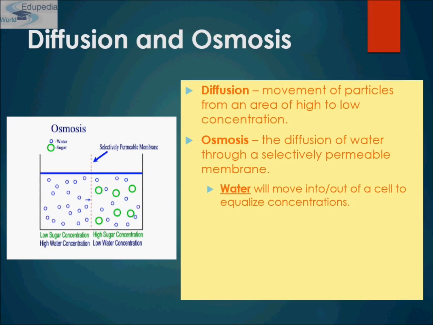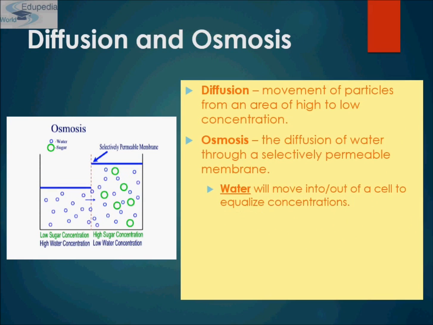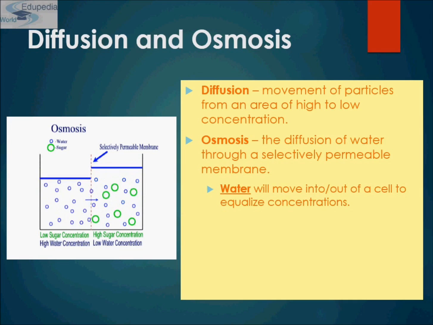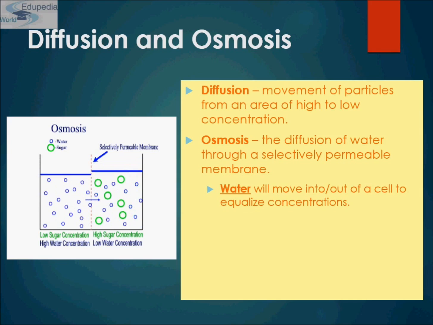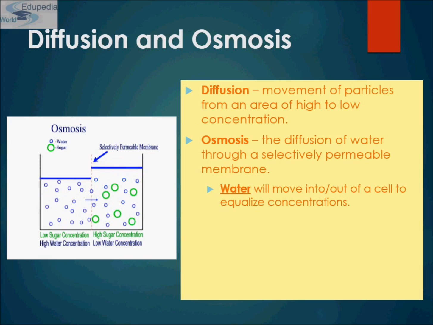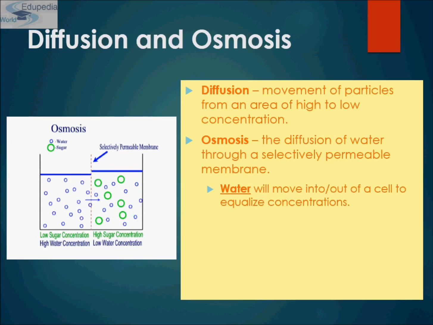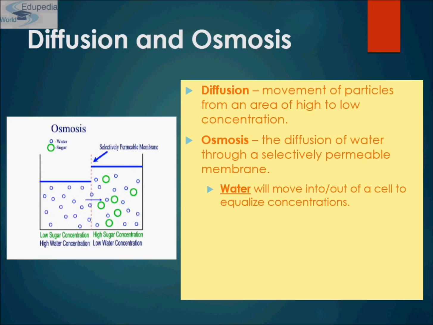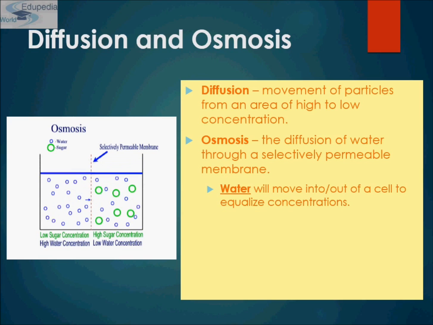Now what is diffusion and what is osmosis? Diffusion is the movement of particles from an area of high concentration to an area of low concentration. Osmosis is the diffusion of water through a selectively permeable membrane. Water will move into and out of the cell to equalize concentration. If water moves inside the cell, then the cell will become turgid. And if water moves out of the cell, then the cell becomes flaccid, or it shrinks.